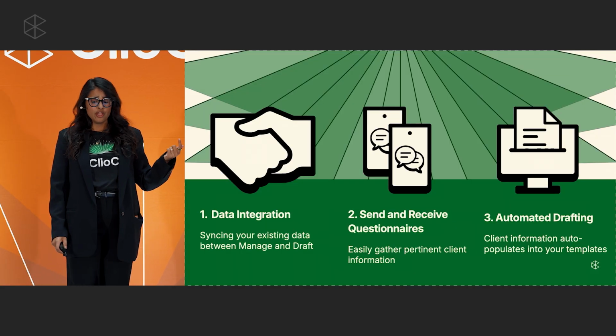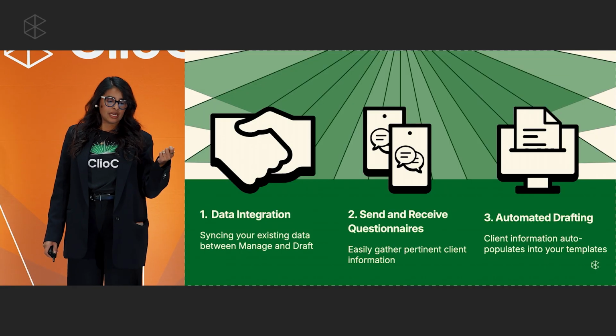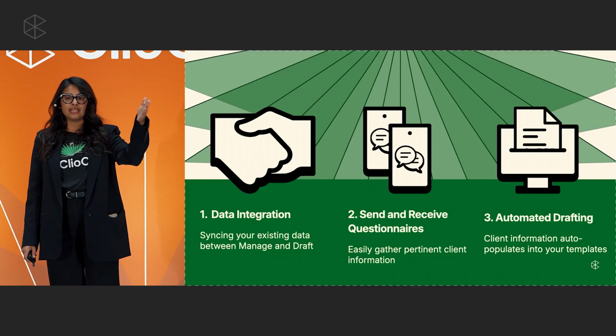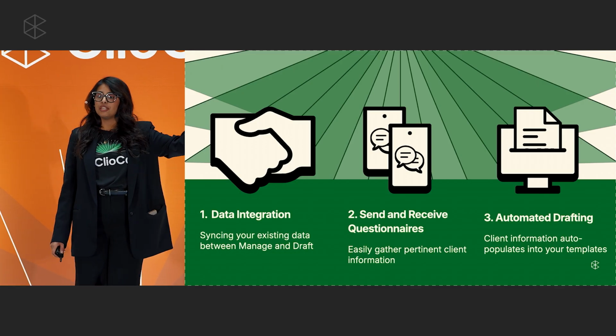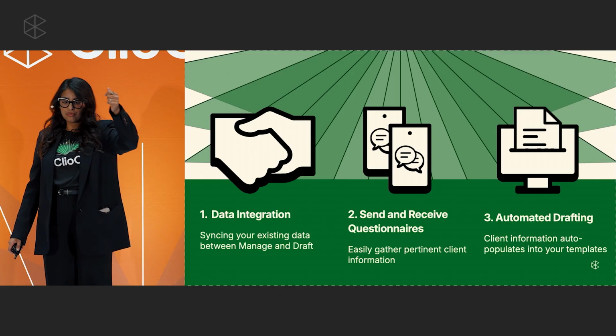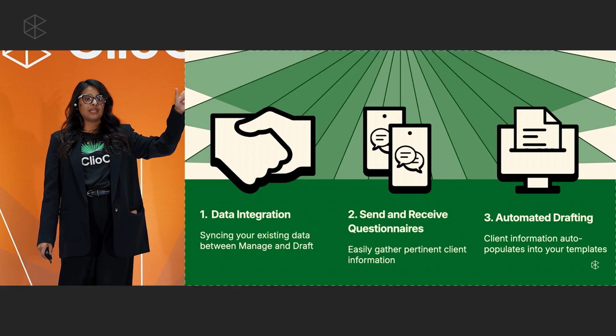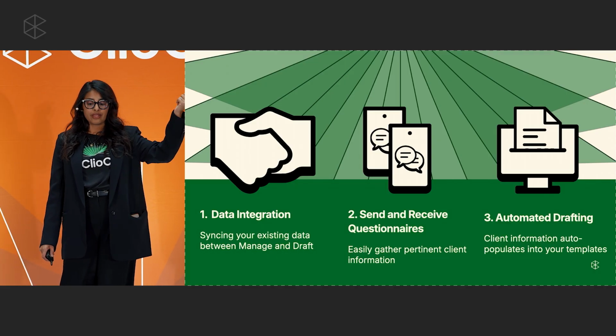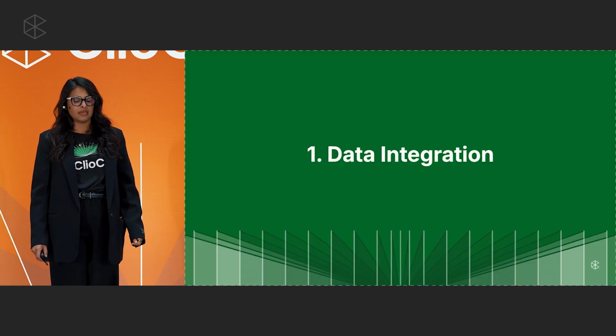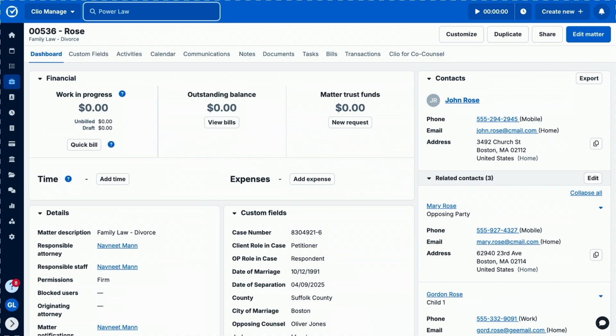So the automation section of our time together is going to all be about the data integration between Manage and Draft. I think I heard some folks talking about that earlier. And also sending and receiving those questionnaires, how we're gathering the information, and then how we actually go and generate those documents. So the data information, what I really want to talk about is kind of best practices. Here is what our dashboard might look like on Clio Manage, right?